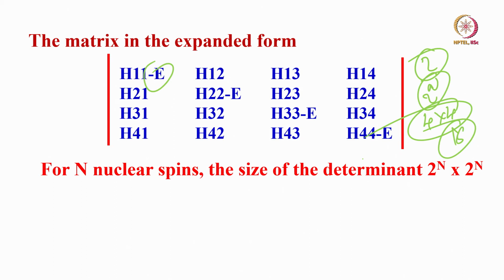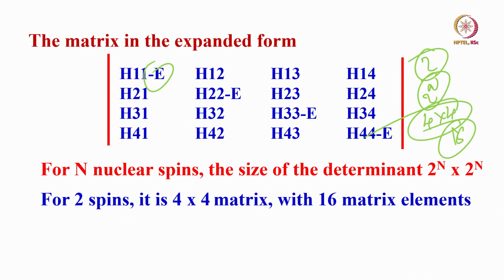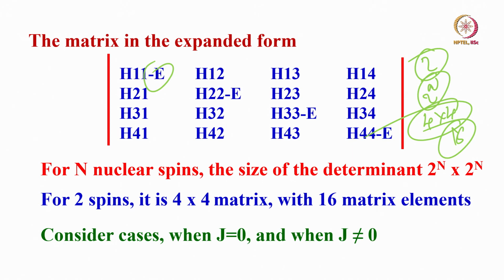If the number of nuclear spins n becomes larger and larger, imagine you take 3 spins, there are 2 cubed, 8 product functions, an 8 by 8 matrix, 64 elements. That is why I said beyond 2 spins, quantum mechanical analysis, if you want to do it manually, is very difficult. For 2 spins it is 4 by 4; for n spins it will become larger.